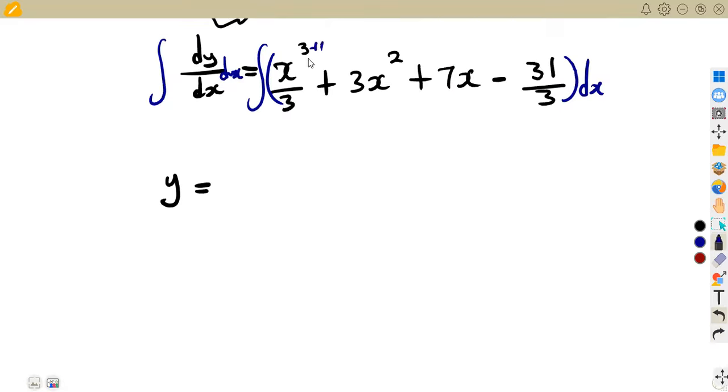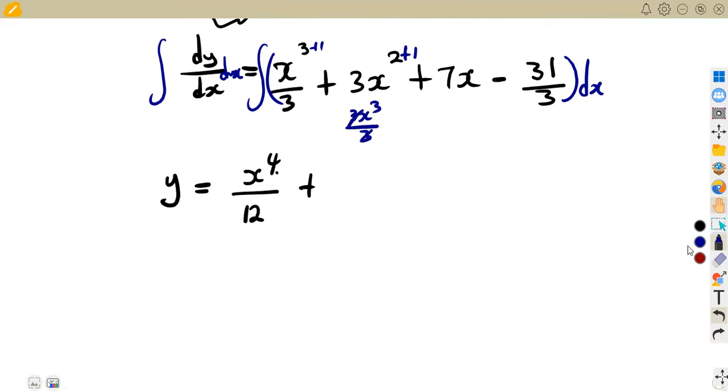We add 1, which is going to be 4. So it's going to be x to the exponent of 4 over the new exponent, which is 4, multiplied by the denominator because there's a number here. So it's going to be 4 times 3, which is 12 in this case. All right, we move on here. We are going to have plus, we integrate, we add 1. So this was going to be a 3. It was going to be 3x to the exponent of 3 over 3.